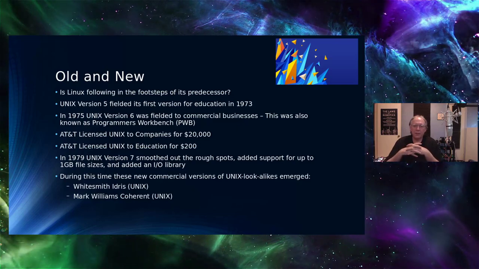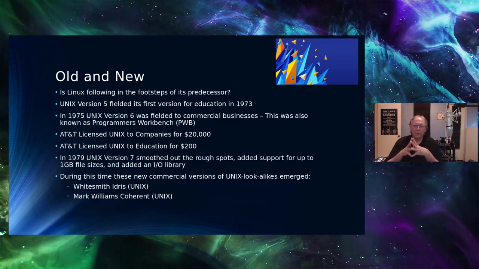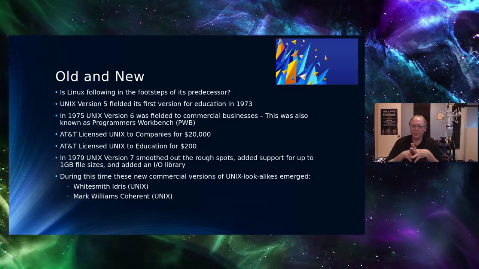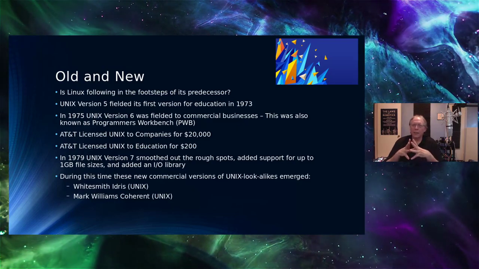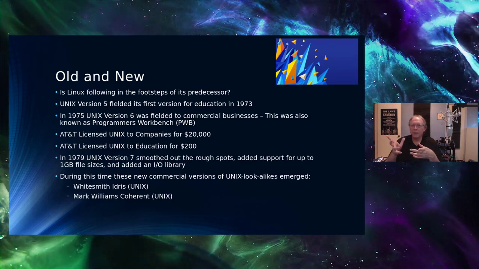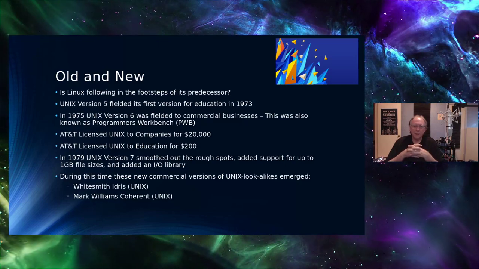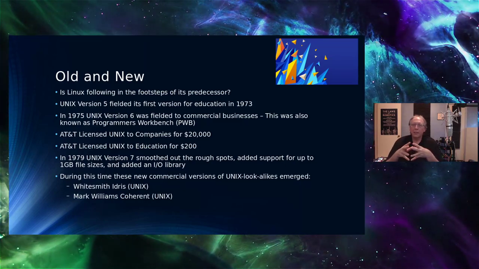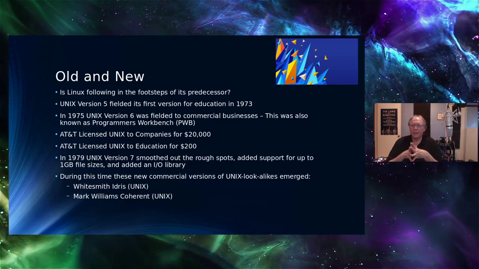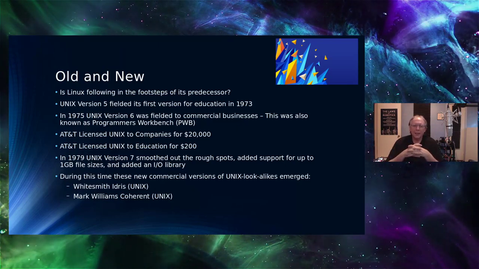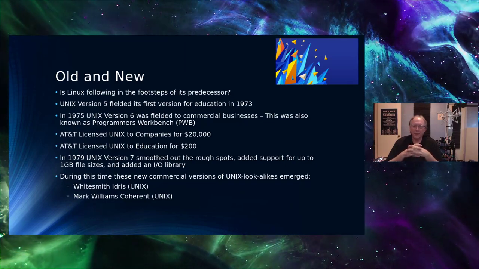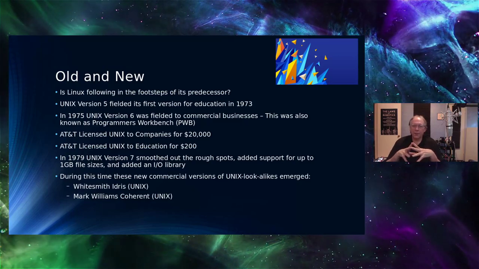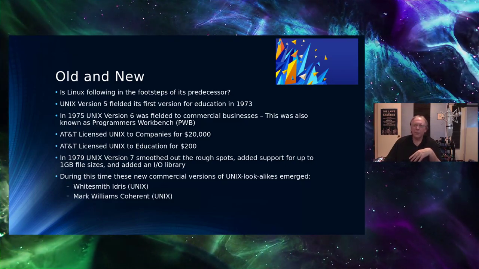In 1979, Unix System 7 smoothed out the rough spots, and it added support for 1 gig file systems, as well as providing the first I/O library, where in your C programs you now had a higher level function that allowed you to interact with streams, with the terminals and with your file systems. But at that same time, there were a lot of commercial versions. They liked the look of Unix, but they didn't want to buy the license, and so they created their own Unix workalikes. They were not Unix, but you had Whitesmith's Idris and Mark Williams' Coherent, and those surfaced. So already you had some competition for Unix occurring on the commercial side of the business.